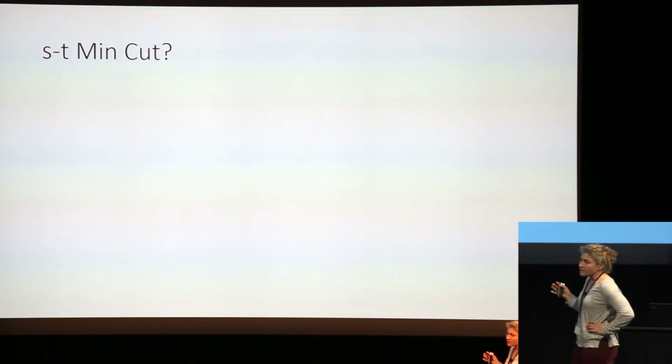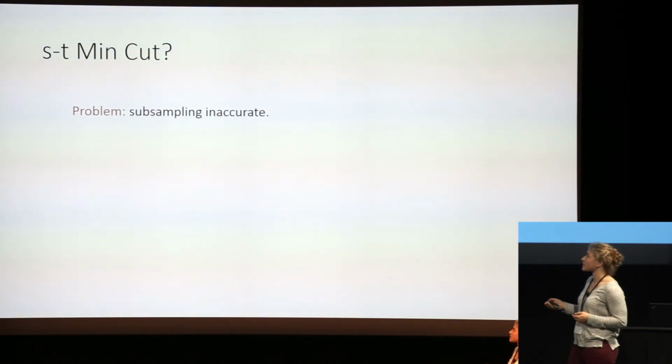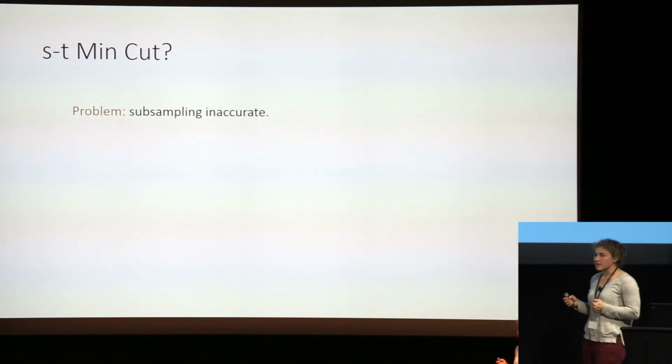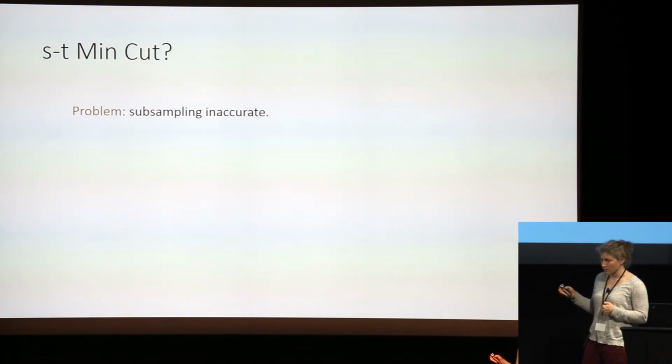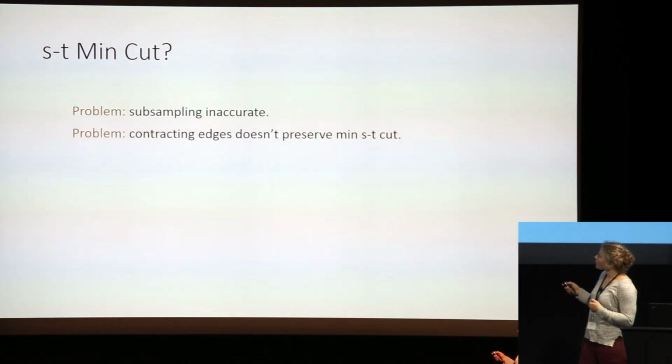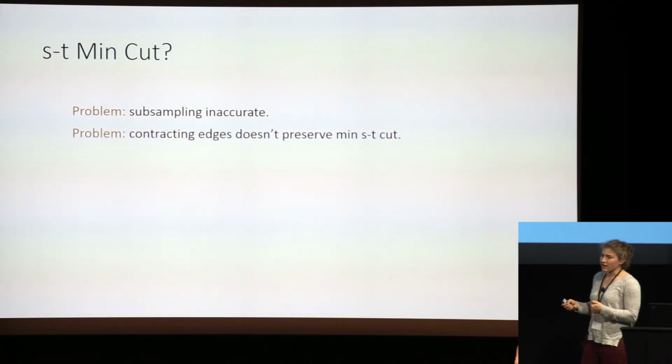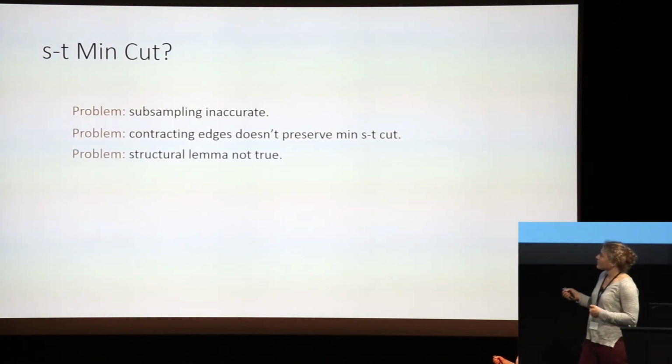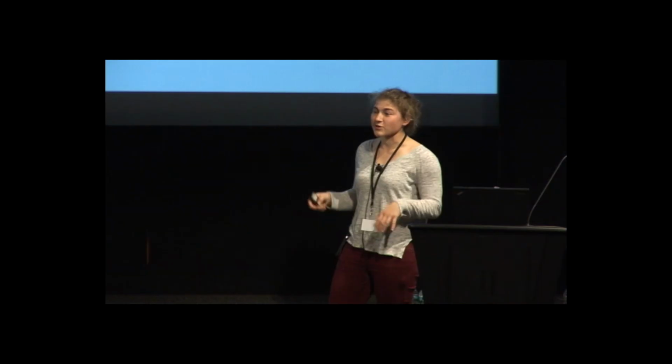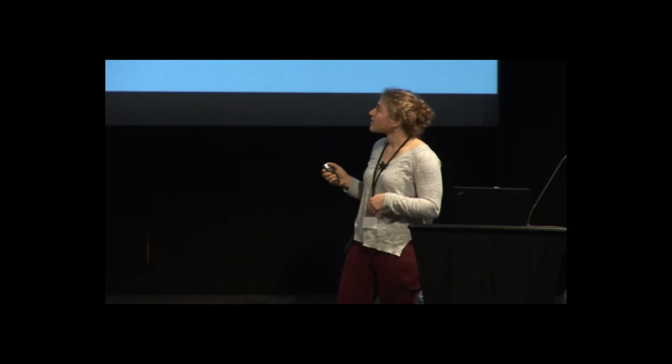For ST-min-cut, there are a couple of complications that arise. One problem is that subsampling is inaccurate. You can't subsample with probability proportional to the average degree. Another problem is that contracting edges doesn't preserve the min-ST cut. And another problem is that the structural lemma just stops being true. So there are many small obstacles. But it turns out that if you're just a little bit more careful, then you can work around these issues.